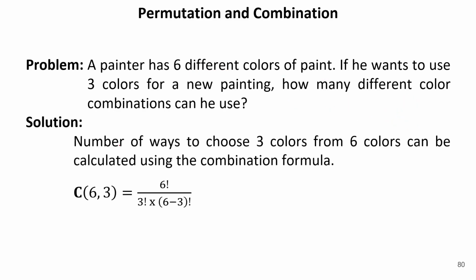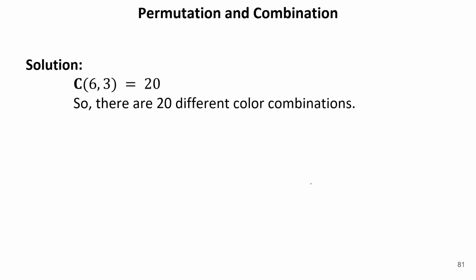So let's try to see the step-by-step solution. The number of ways to choose 3 colors from 6 colors is what? 6 factorial by 3 into 6 minus 3 factorial, that is equal to 6C3, right? So solving this, what we are left with is 6 into 5 into 4 by 3 into 2. So these two can be cancelled out. So this will be equal to 20. So as you can see right here, there are actually 20 different color combinations possible with these criteria.